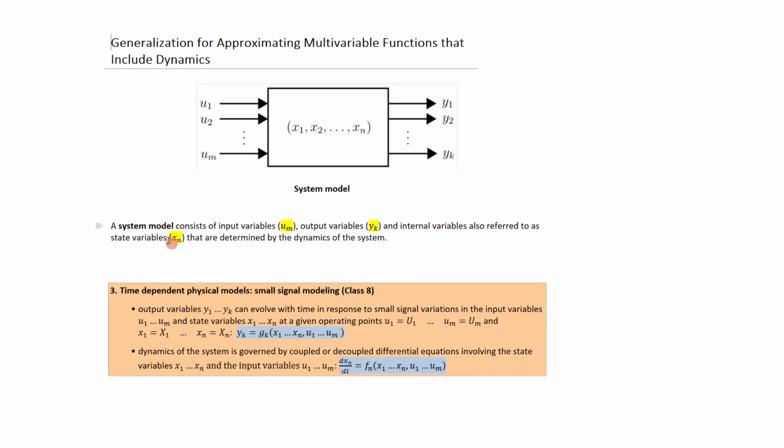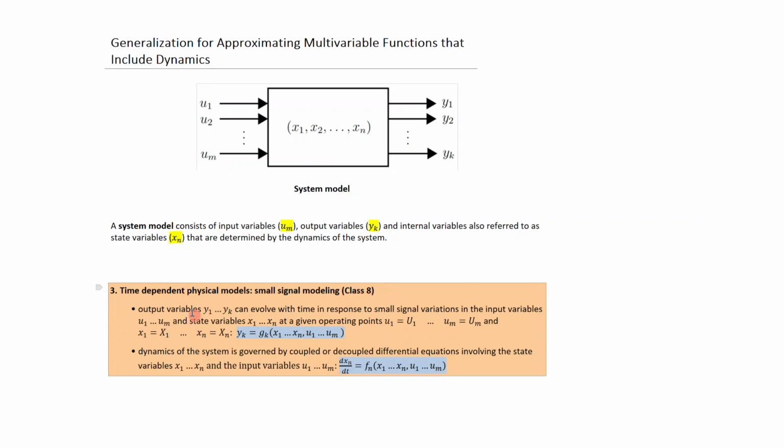I've summarized these points here in terms of input variables, output variables, and internal variables, also referred to as state variables, that are determined by the dynamics of the system. All right, so this is item 3 that we'll be dealing with, but this is going to be in class 8 where we look at the details. But for now, let's look at some general principles. We call this small signal modeling that we're going to be doing.